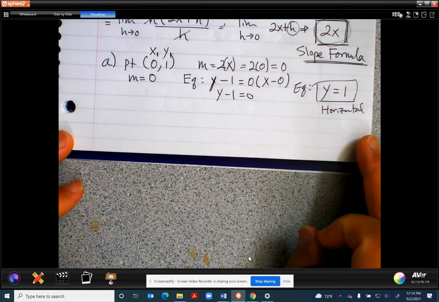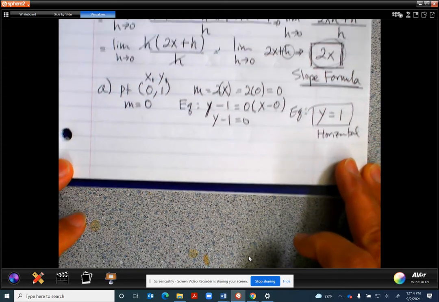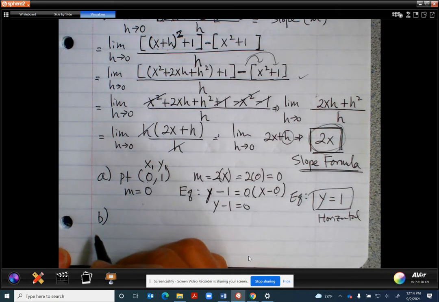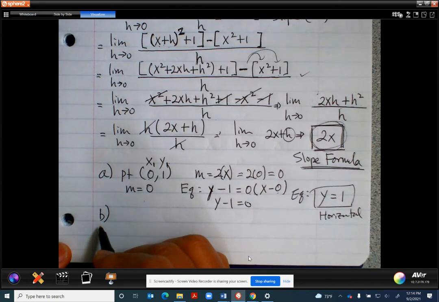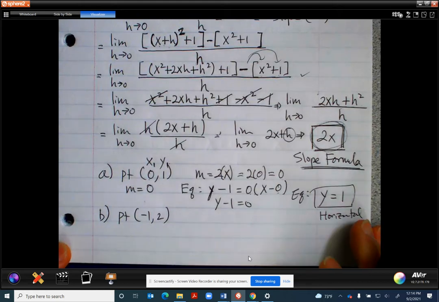All right, let's go to part B now. If you haven't finished, it's okay. All right, I'll give you more time later. All right, part B. We want to find a different slope at a different point. Do you remember which point we need to use for part B? -1, comma 2. We need to find the slope.